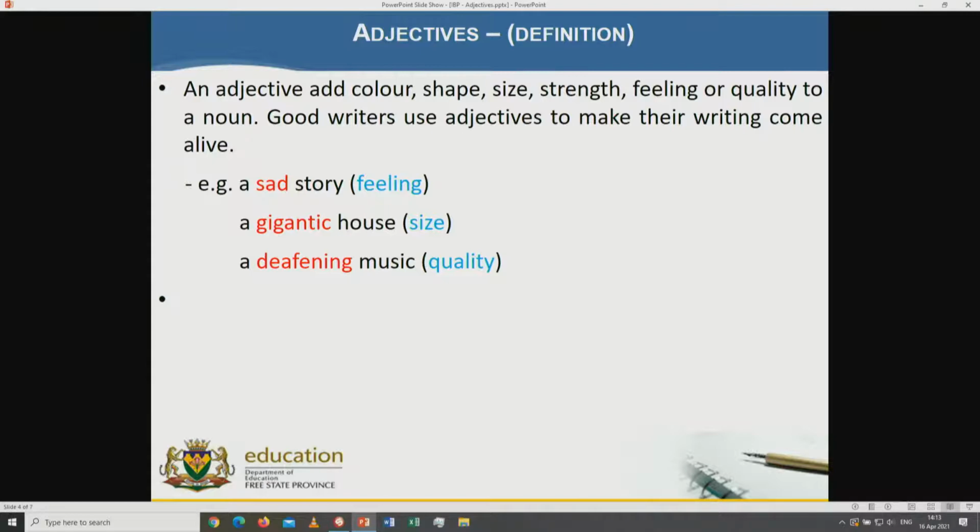That's what? That's a quality. The quality of the sound. We say deafening music or a deafening sound. That's a quality because you are playing it so loud. Hence, we say it's deafening music.